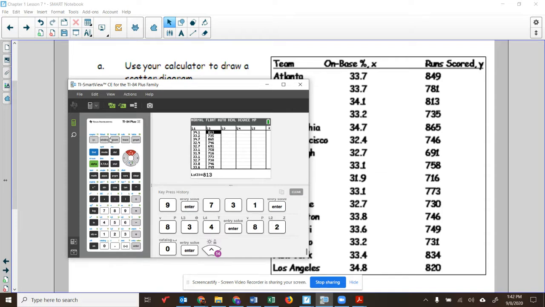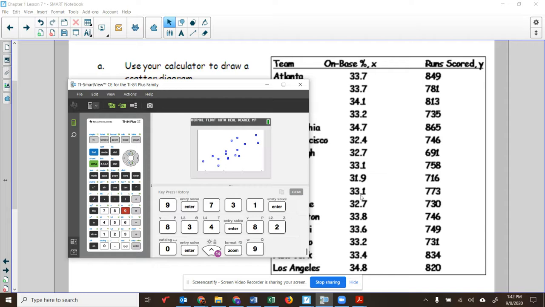So stat plot's already turned on. I don't have to worry about that, but if it wasn't, again, second y equals and turn it on. I'm going to do zoom and stat for number 9. There's my points. Okay. Not great.